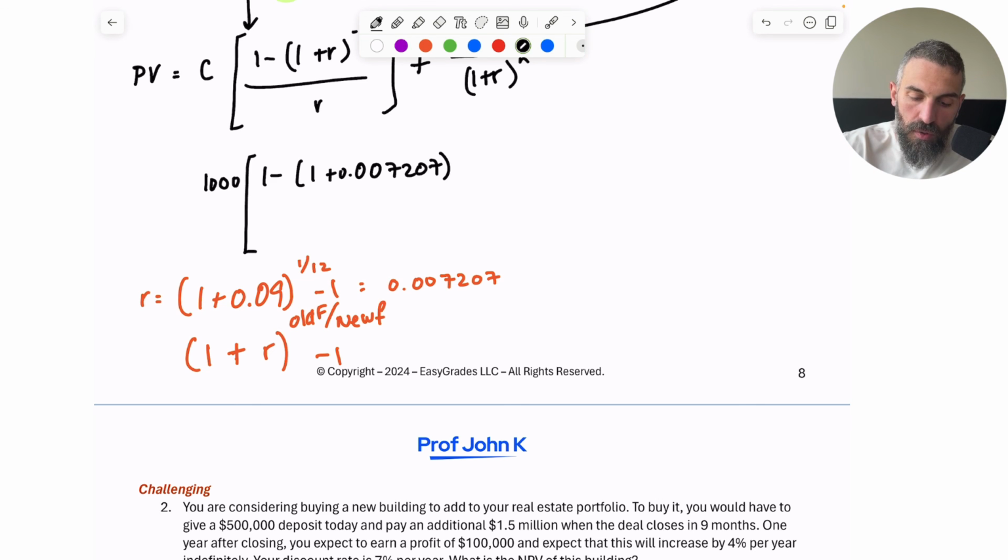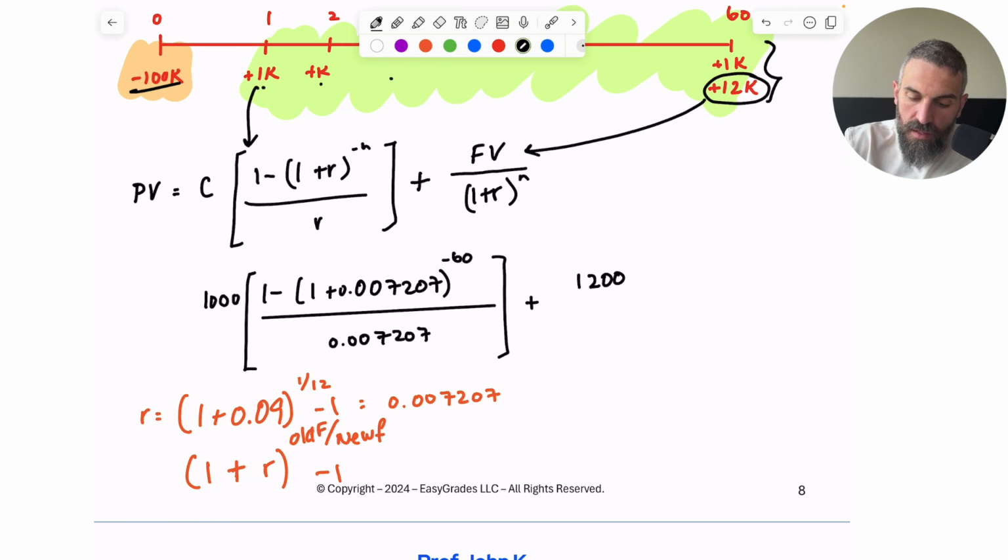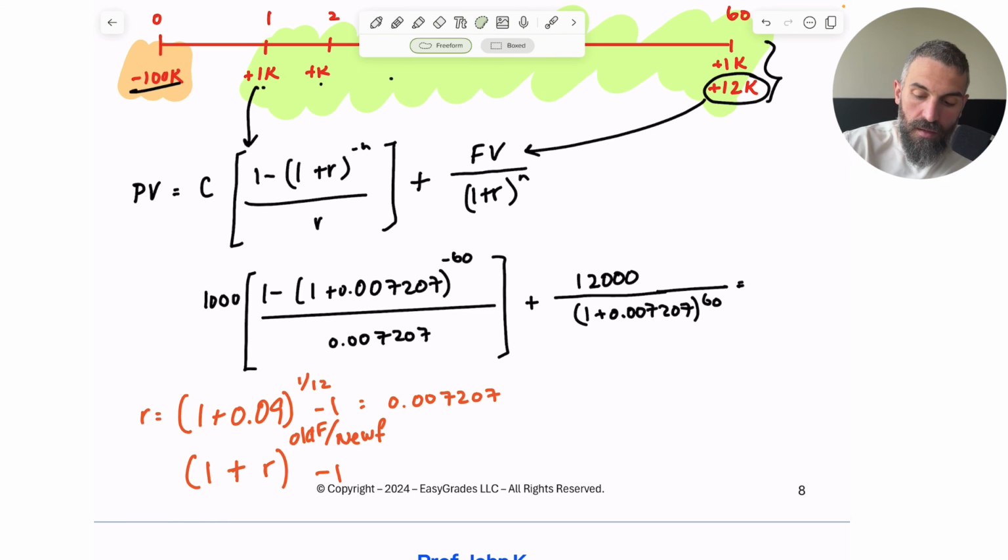And we have a total of 60 payments, right? Because it's monthly for 5 years. Future value is 12,000 over 1 plus your rate to the power 60. Okay. So that's how you do it by formula.